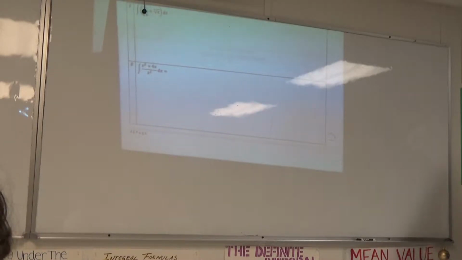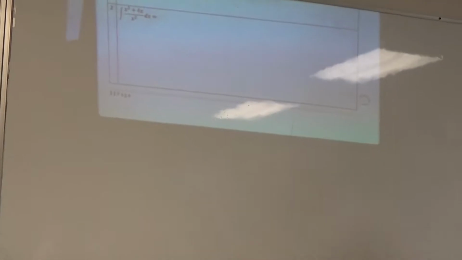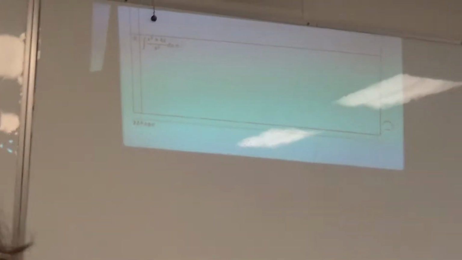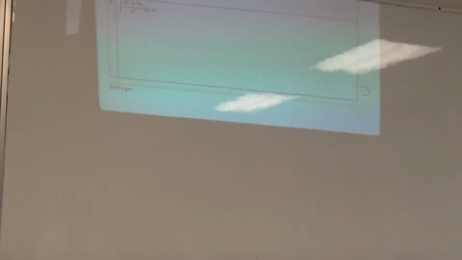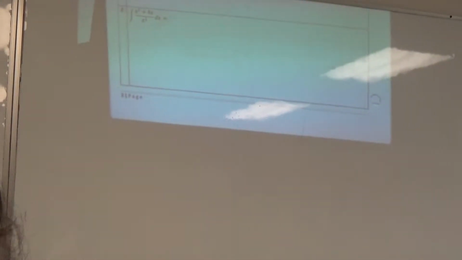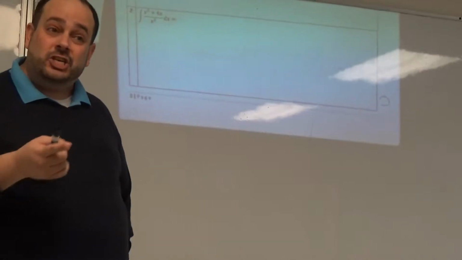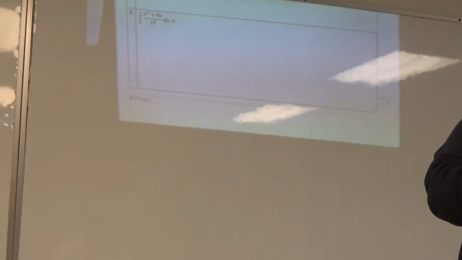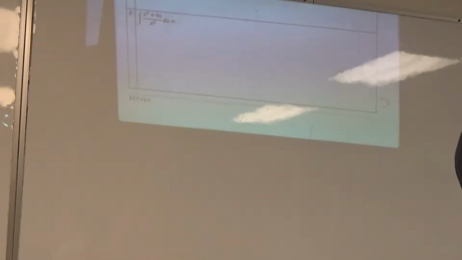Excellent. All right. Number 2, antiderivative of, or indefinite integral of, x squared plus 4x over x squared with respect to x. You need to remember, when you see multiplication and division in the integrand, bad news. We have no properties, we have no tricks. Actually, take that back. We have no properties, but we have lots of tricks.